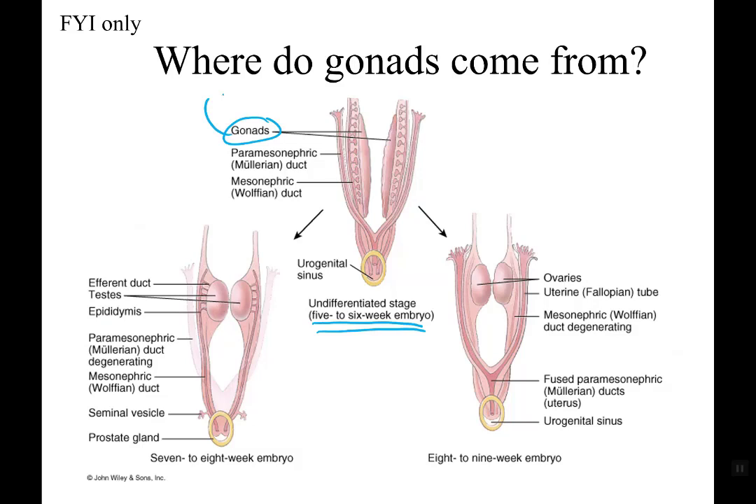That's because they're not different. So if you are an XX individual or an XY individual, doesn't matter. This is what you start out with. So you have a pair of protogonads, so gonadal tissue that has yet to quote-unquote decide whether it wants to be a testis or an ovary. And along with each of those protogonads, you have two ducts. So there is the Mullerian duct, called the paramesonephric, and the Wolffian duct, which is called the mesonephric.